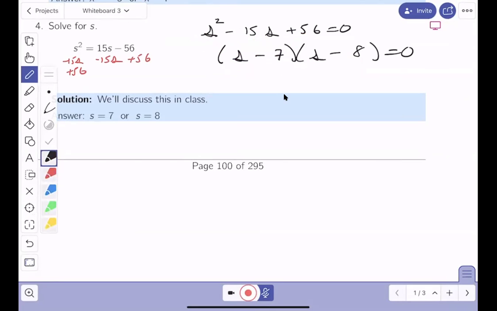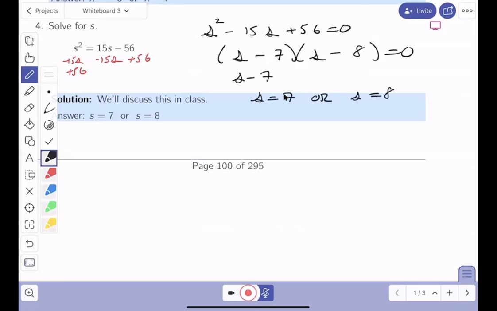Well, I'm thinking maybe I could actually write the answer down without writing down the intermediate step. But here's the deal. I want to write the answer down, but I still want to write the step down for those students that need it. So what's the first factor? The first factor is s minus 7. When does that become 0? When s equals 7. Or the second factor is s minus 8. When does that become 0? When s equals 8.